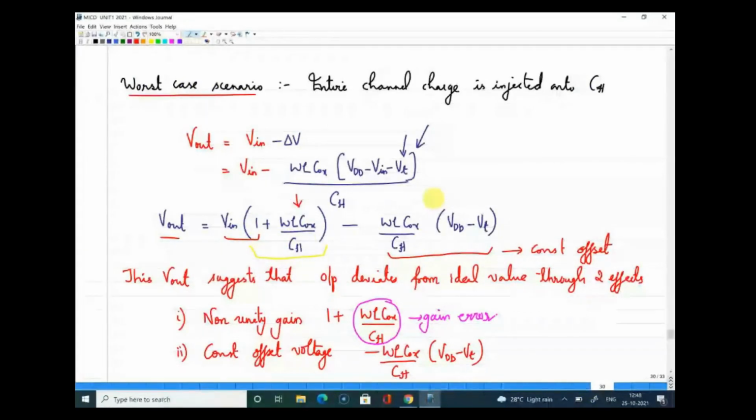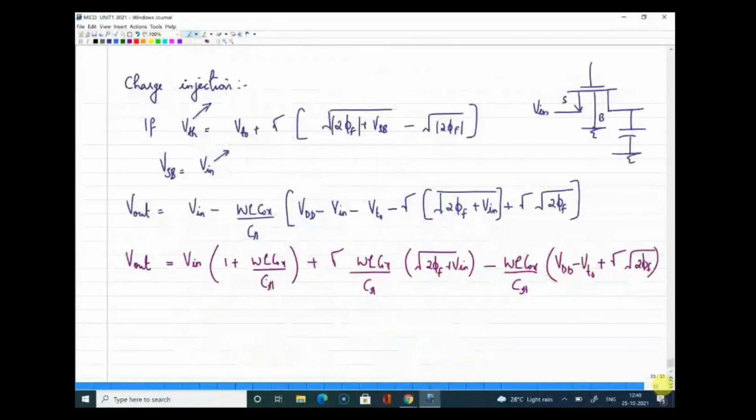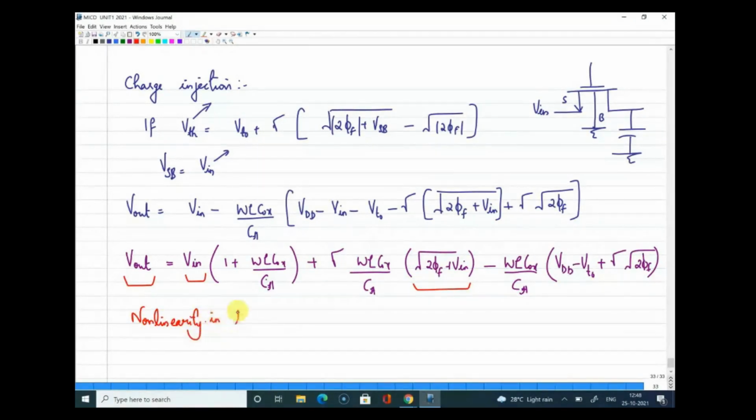But now, if you look at this expression, along with those two, we can also say there is a non-linearity introduced. But how is this non-linearity getting introduced? Because of the non-linear dependence of this VTH. If you look at this expression, your output is actually dependent on Vin through this non-linear expression, because you can see that Vin is coming out of this term. So this will definitely introduce some kind of non-linearity in the input-output characteristic.